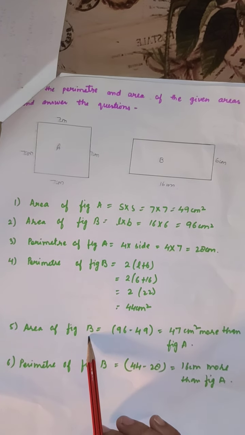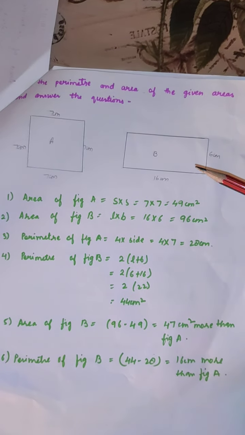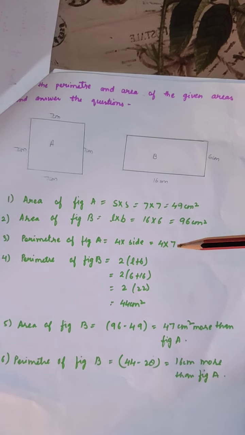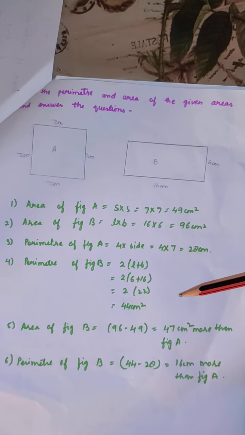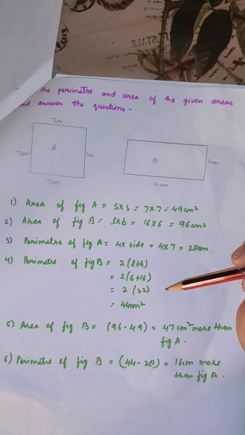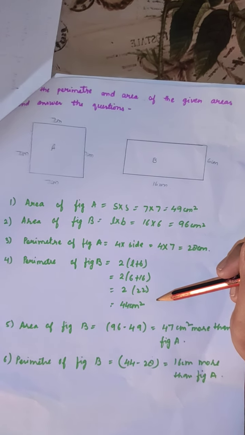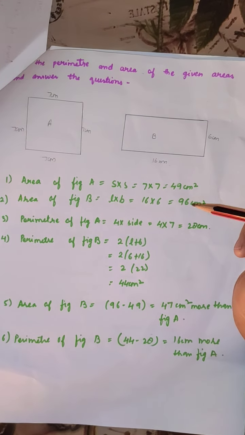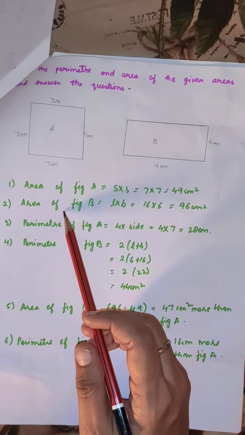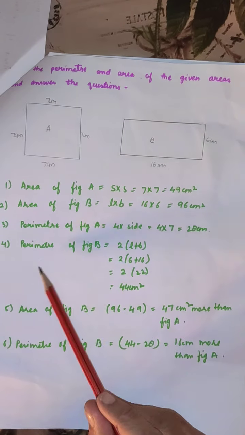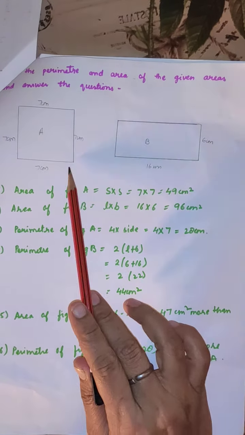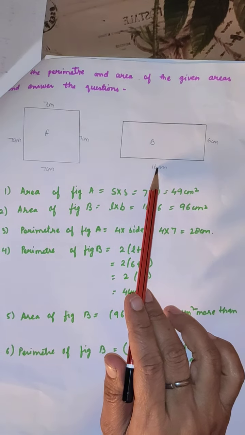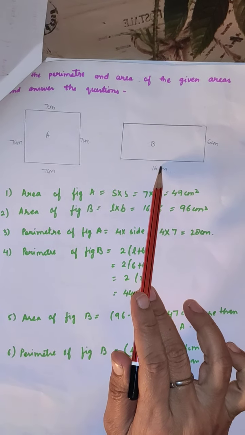Area of figure B. Now till here you know the area of figure A and B and the perimeter of figure A and B. Now here you have to just compare them. You have to compare figure A and figure B.